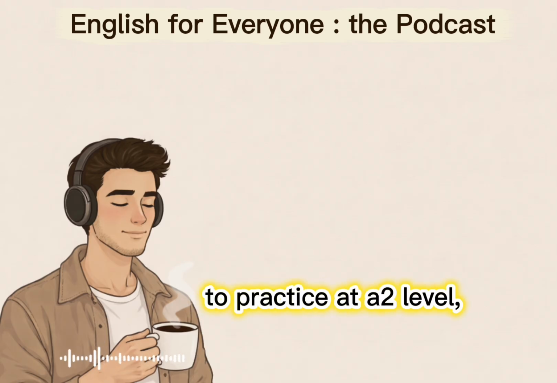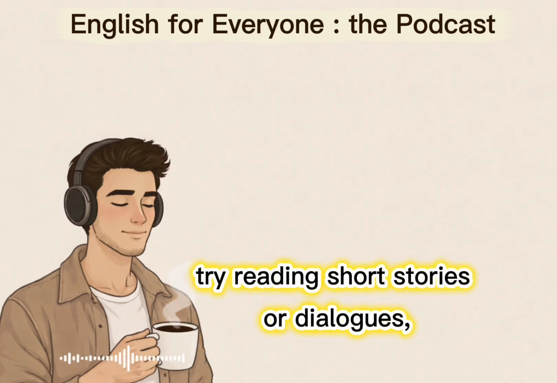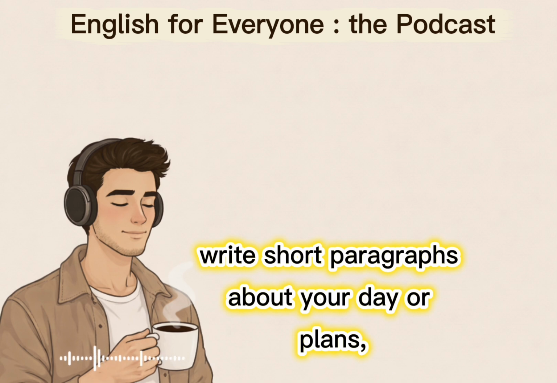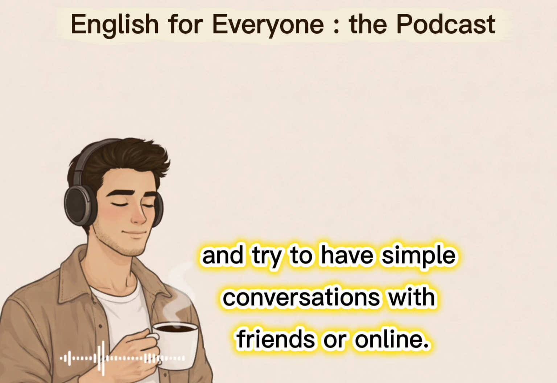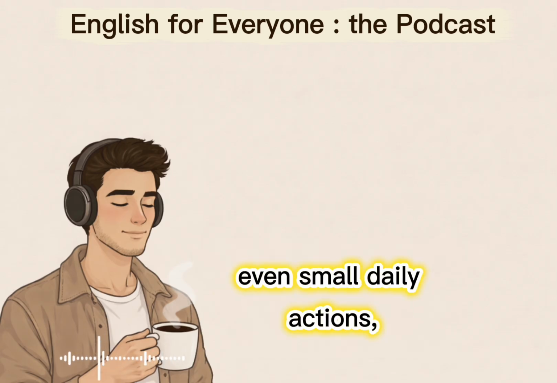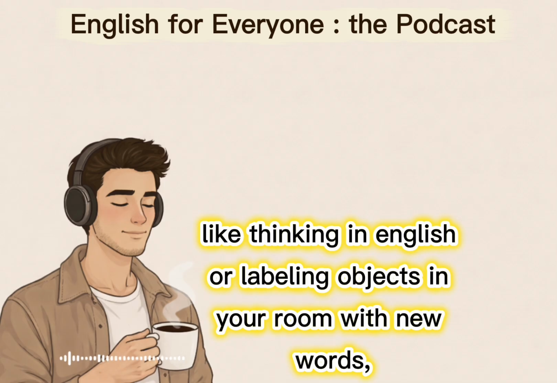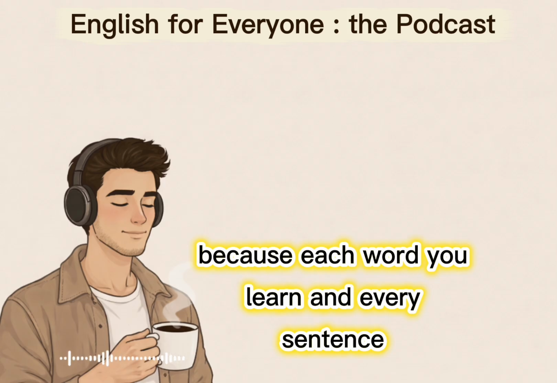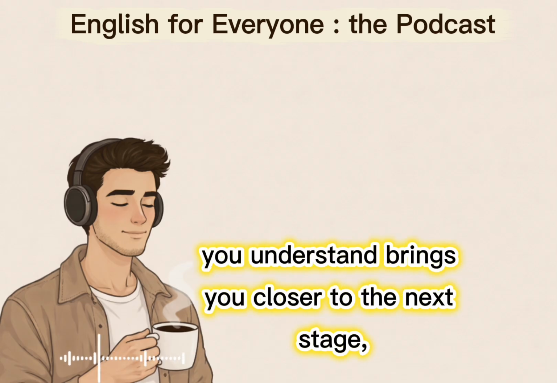It is important to practice listening, reading, speaking, and writing every day, even for a few minutes. To practice at A2 level, try reading short stories or dialogues, listen to beginner podcasts, repeat sentences aloud, write short paragraphs about your day or plans, and try to have simple conversations with friends or online. Even small daily actions, like thinking in English or labeling objects in your room with new words, help you improve naturally. The key is to continue practicing and enjoy every small step, because each word you learn and every sentence you understand brings you closer to the next stage.